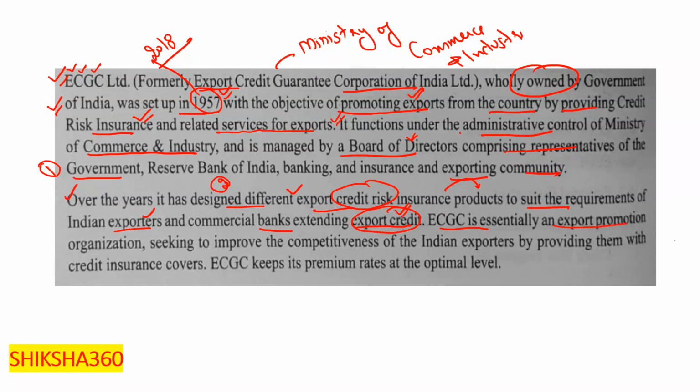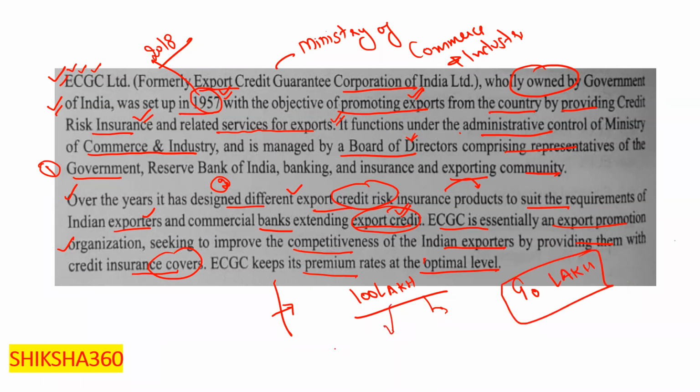ECGC is an essential export promotion organization seeking to improve the competitiveness of Indian exporters by providing them with credit insurance covers. ECGC keeps its premium rates at the optimum level. For example, if you are exporting material worth 100 lakh, ECGC may insure up to 90 lakh if any mishap happens. For that, the premium may be 5 lakh, 3 lakh or 50,000, depending on the case. But they keep the premium rates at the optimum level.